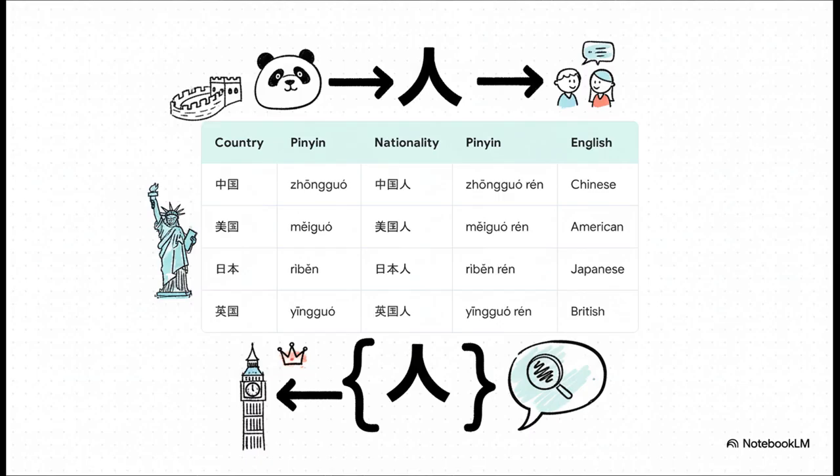Third row, the country is 日本, which is Japan. Add rin and you get 日本人, Japanese. And fourth row, the country is 英国, Britain. Add rin and you have 英国人, British. Do you see it? The consistency is just unwavering. In every single case, it's country plus rin. That is the power of a grammatical pattern. Master it once and you can use it forever.